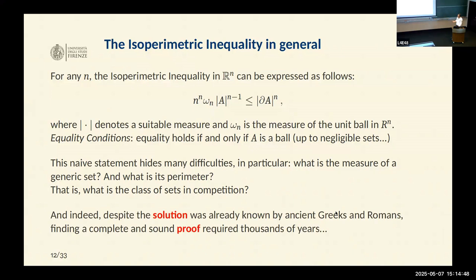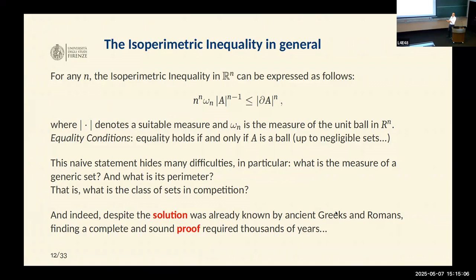On the other hand, this easy statement is quite clear: the ball is the best. Everybody could guess this probably, but this naive statement hides many difficulties. In particular, what is the measure of a set? What is the measure of its boundary?